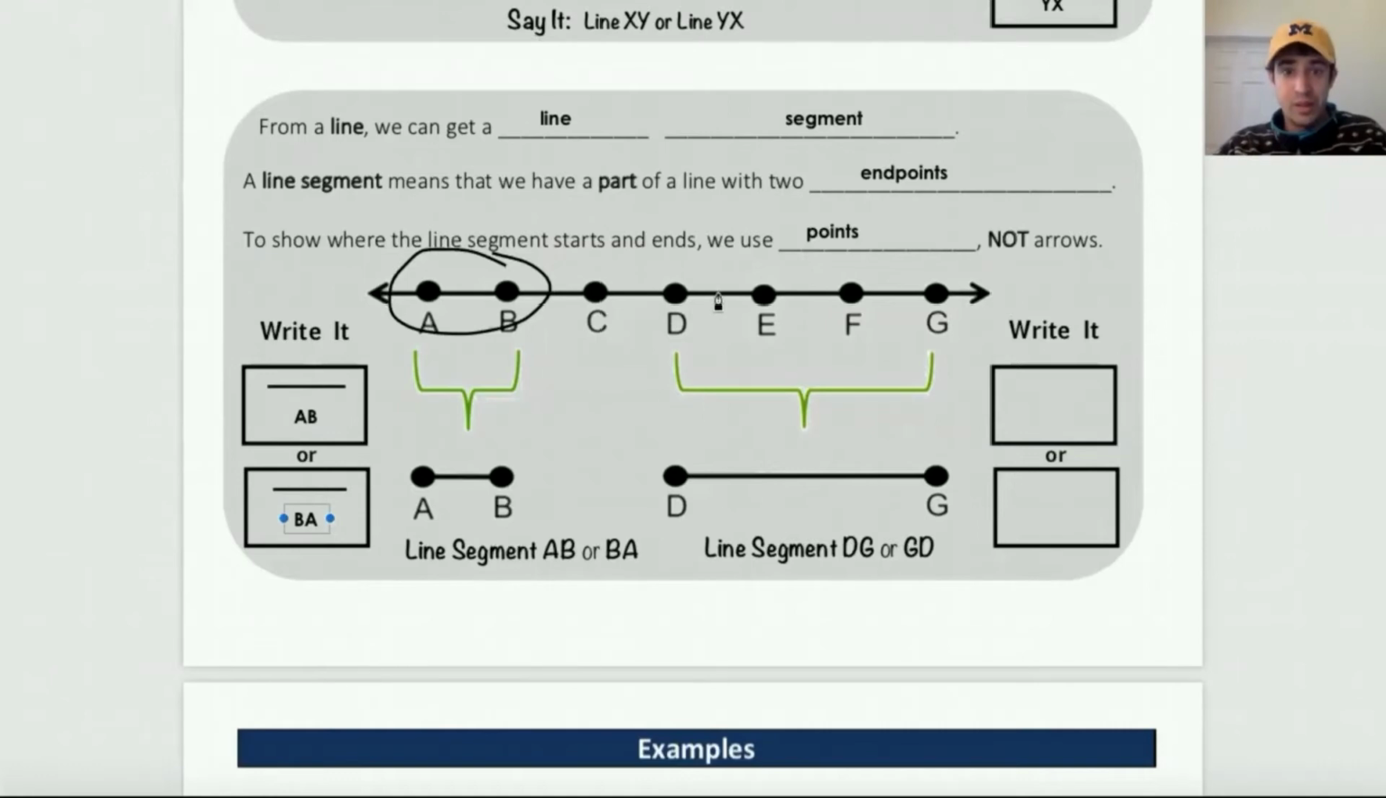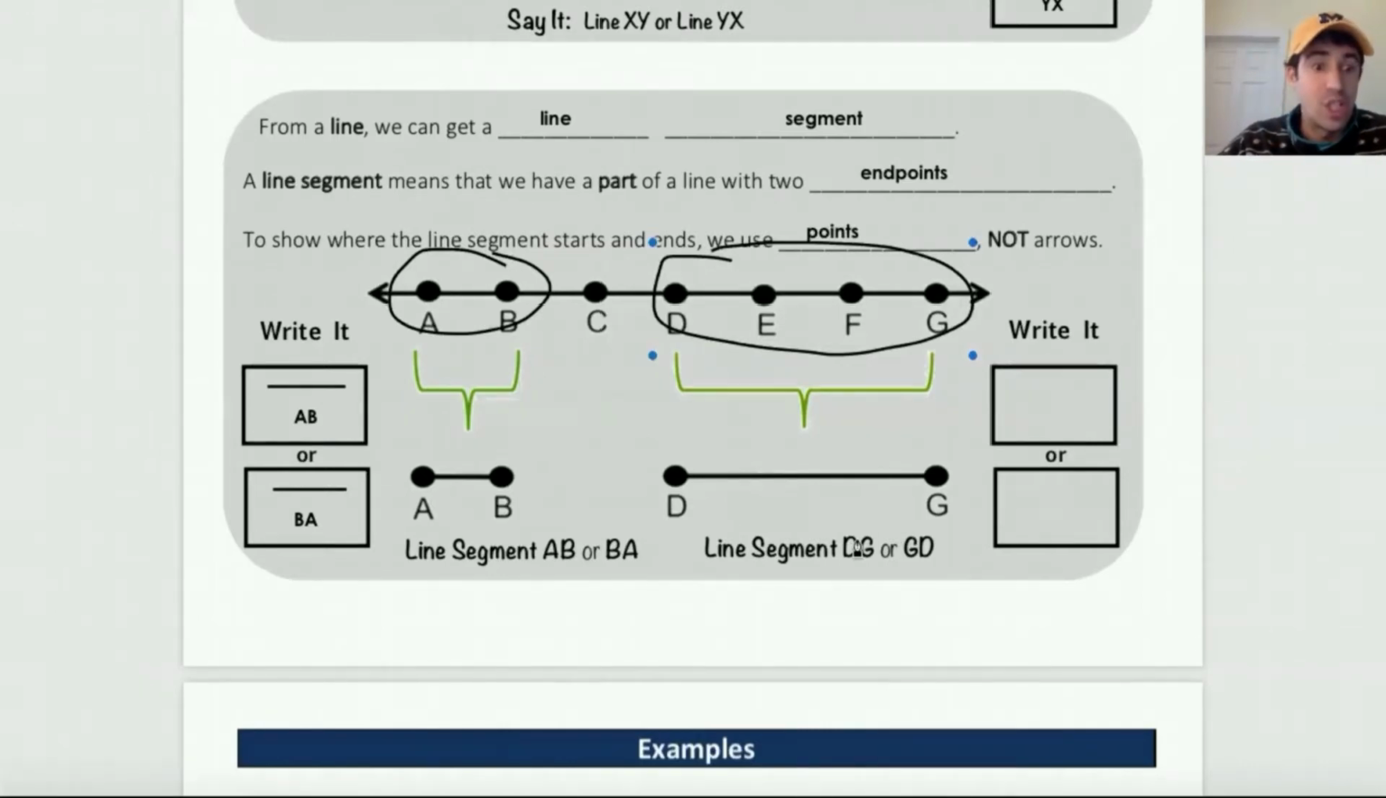For this one, this line that starts with D and goes all the way to G, even though it goes through other points, could be called line segment DG or line segment GD. So I would draw first a line, since it's a line segment, and then I would write DG. So that's line segment DG. And if I wrote line segment GD, I could read it as line segment GD.